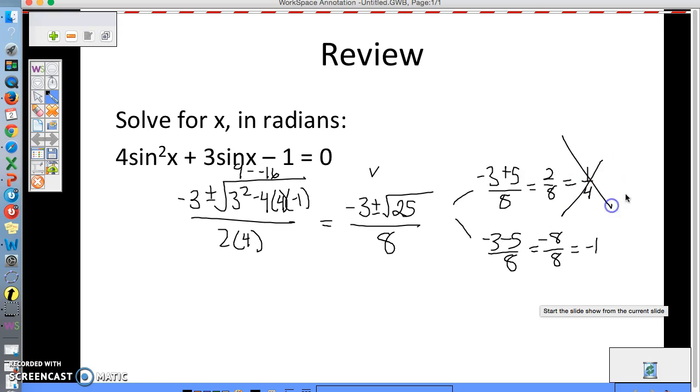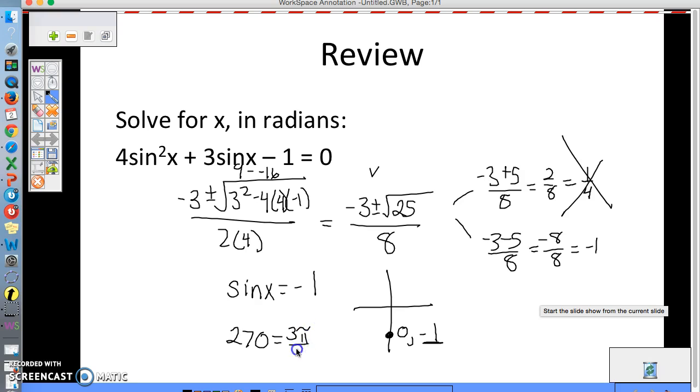Well, I notice 1/4, that's in a unit circle value, so we are solving where does the sine of x equal negative 1. So let's see, that's our y value, so right down here we have 0, negative 1. So at 270, which we know is 3 pi over 2.